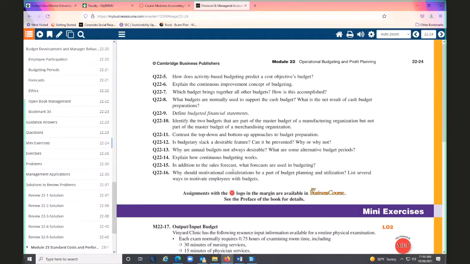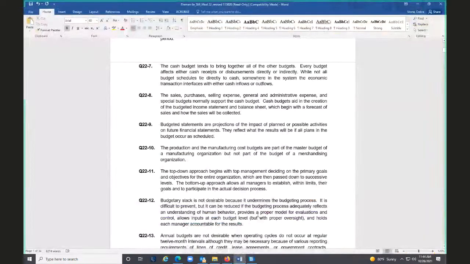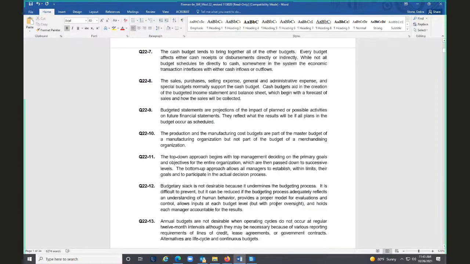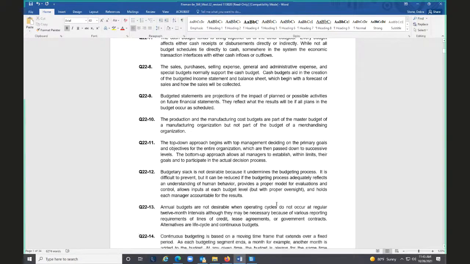Okay, and then, number 11: compare and contrast the top-down and bottom-up approaches. The top-down approach begins with management starting at the top and pushing things down. And the bottom-up approach has managers at the bottom, within limits, establishing their own budgets and pushing them up. Budgetary slack is not desirable because it's basically a built-in cushion. You don't really want that because what if everybody does it a different way, etc. But people tend to do that.